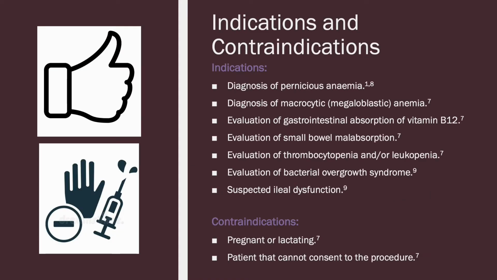And when we move over to indications and contraindications, indications include the diagnosis of pernicious anemia, diagnosis of macrocytic or megaloblastic anemia, evaluation of gastrointestinal absorption of vitamin B12, evaluation of small bowel malabsorption of vitamin B12, and evaluation of thrombocytopenia or leukopenia. It may also be done when bacterial overgrowth syndrome is suspected or if ileal dysfunction is suspected. The contraindications include pregnant or lactating women and patients that cannot consent to the procedure.